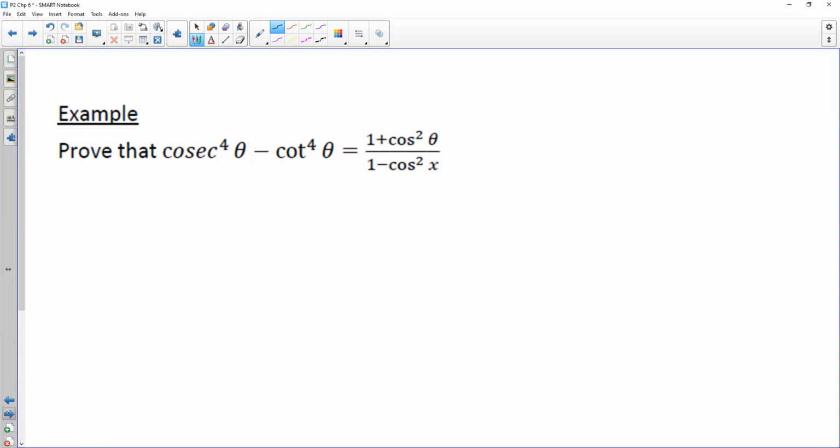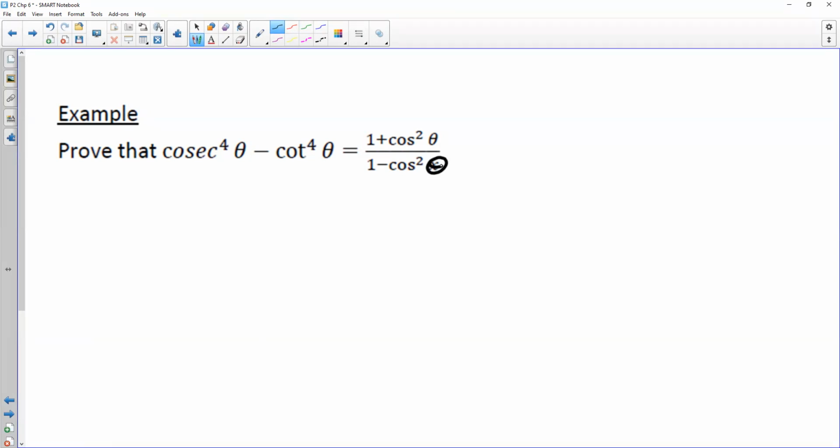By the way, there's a typo in here. It's meant to be theta in here, not x. Or you can change all of them into x, it doesn't matter. So with a proof question, you always start from one side to the other, either the left-hand side or the right-hand side. The first question you always ask yourself is, which side do you start from, the left-hand side or the right-hand side? And how to justify it.